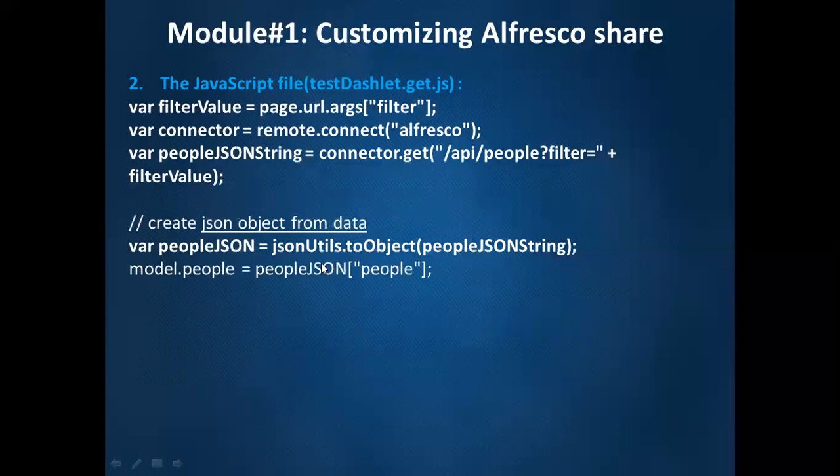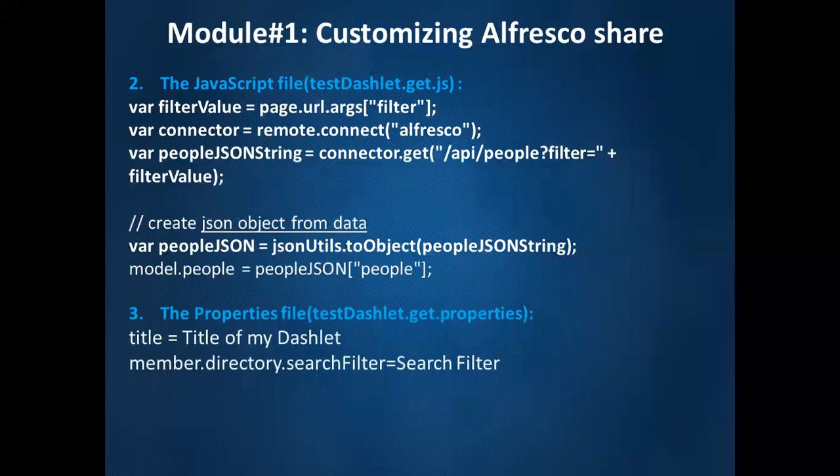So now let's move to see another file, a property file. What should we write inside the property file? We should give it two properties. The first property is a title. The second property will be about member.directly.search filter. You can give any property you want, any name you want.